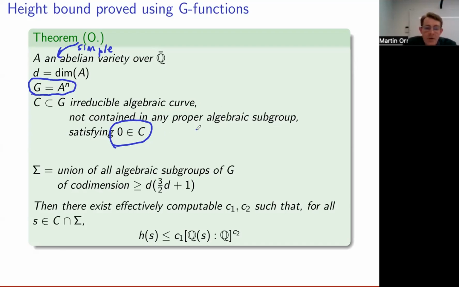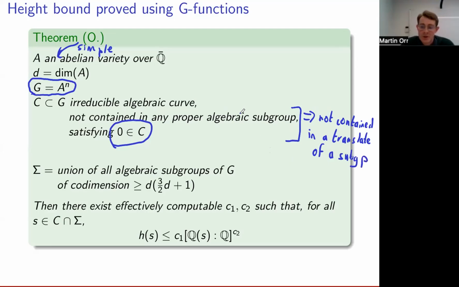And you'll notice that the way that I've stated this theorem, I haven't put the not contained in any translate condition, but actually the combination of these two, not contained in any proper algebraic subgroup and containing the 0 point, do imply the not contained in any translate of a subgroup. So this really is a stronger condition than was in the previous effective theorem of Rémond.